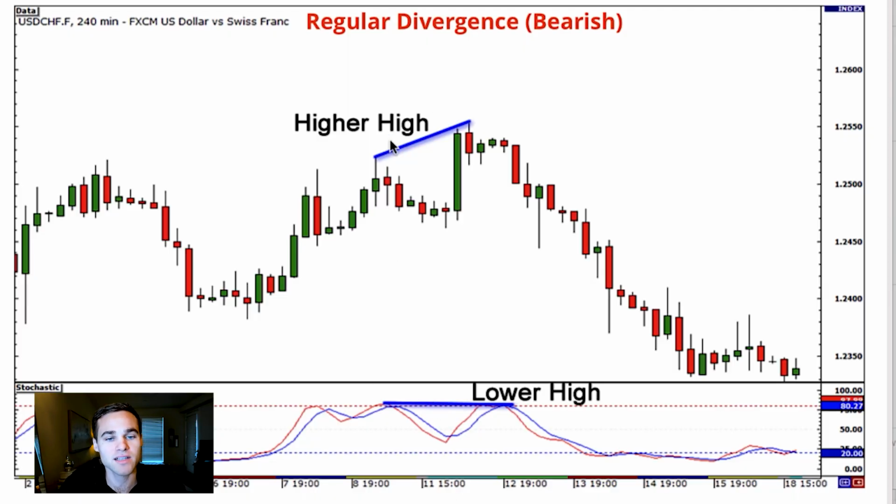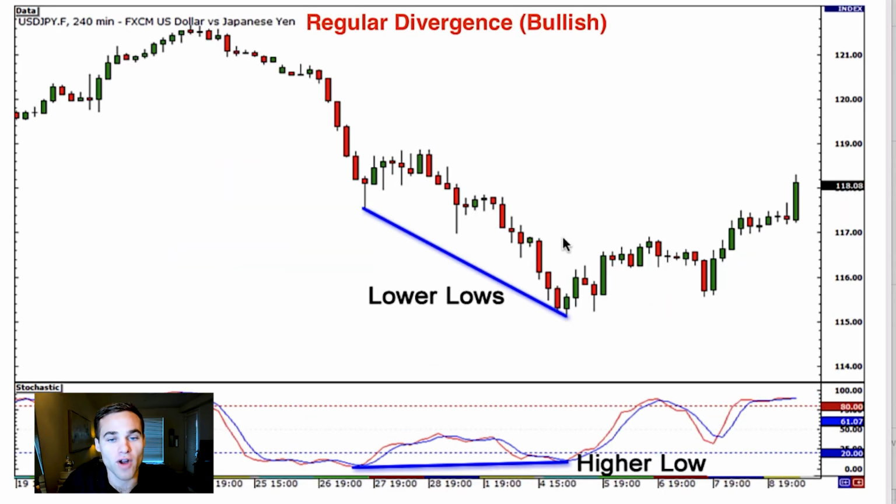Okay, so an oscillator is something like an RSI, it's something like a stochastic if you're not familiar. And basically, if we see that price in this case is making a higher high, you can see it's clearly making a higher high, but you can see it's actually making a lower high on the oscillator, then this is something called regular divergence. And likely what's going to happen is the market is going to start going downwards. Now, here's an example of regular divergence.